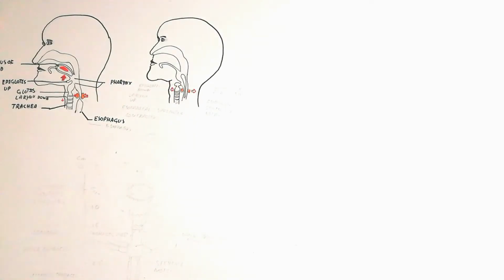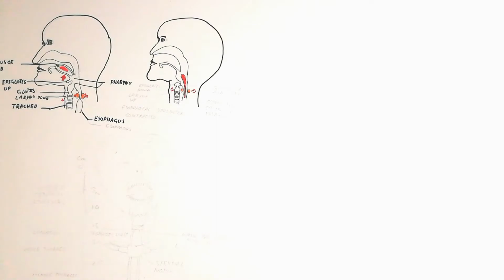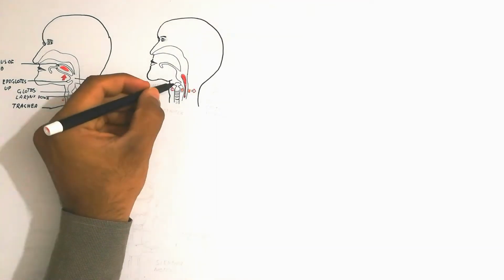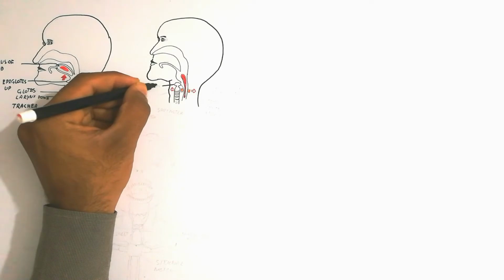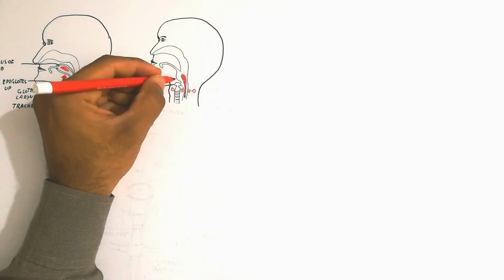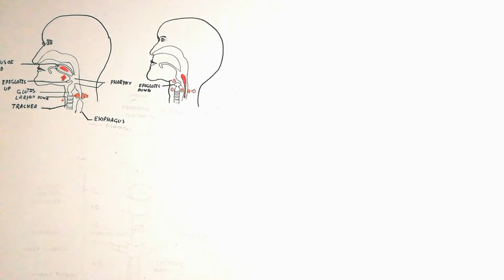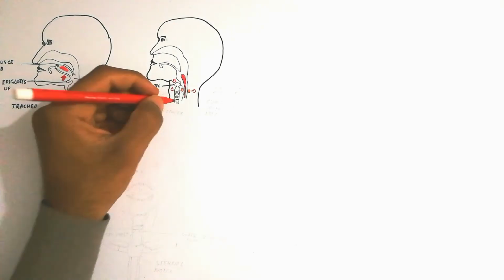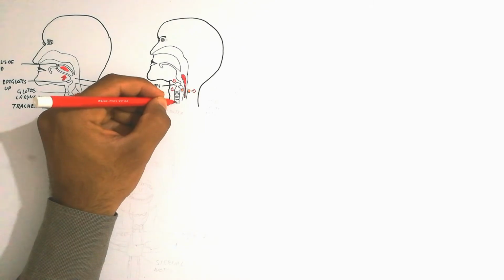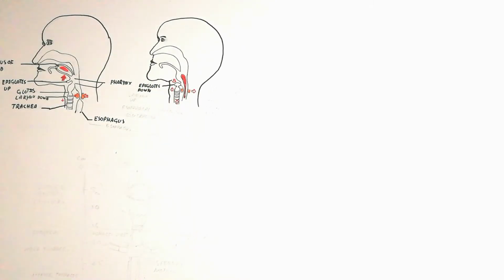and the glottis goes upward and closes. The glottis is the upper part of the windpipe, that is the trachea. The upper part of the trachea is known as the glottis, and the glottis goes upward and the epiglottis goes down, basically to close the windpipe so that food does not enter the windpipe, the respiratory tract.